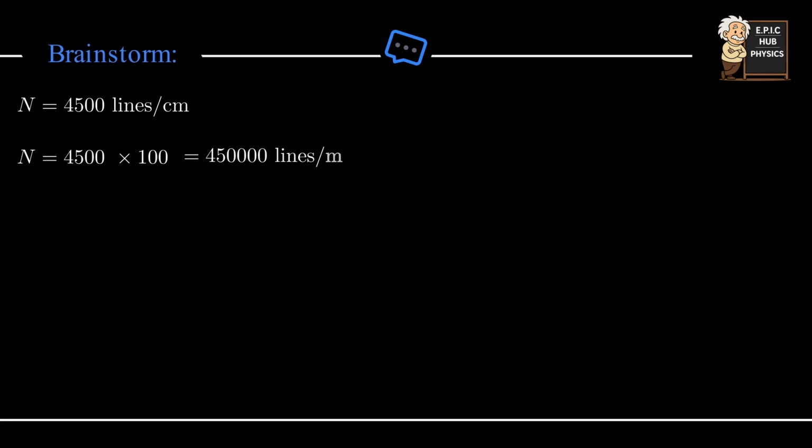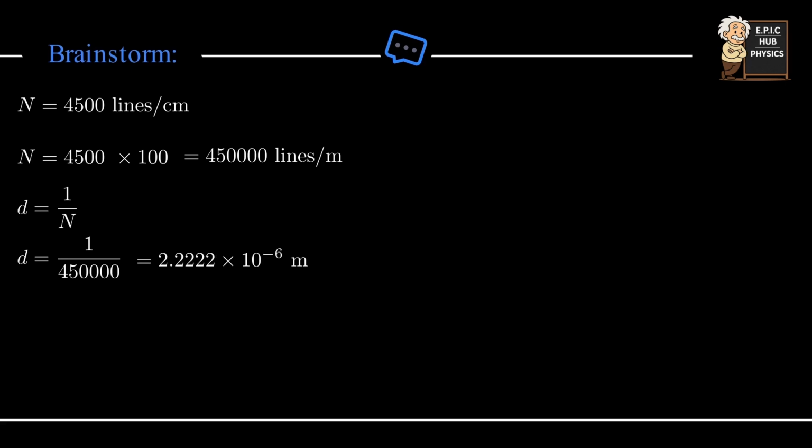Now let us calculate step by step. The grating has 4,500 lines per centimeter. First, we convert this to lines per meter. 4,500 times 100 equals 450,000 lines per meter. Next, the spacing between the slits is d equals 1 divided by n. Substituting the value, d equals 1 divided by 450,000, which is approximately 2.2222 times 10 to the minus 6 meters.